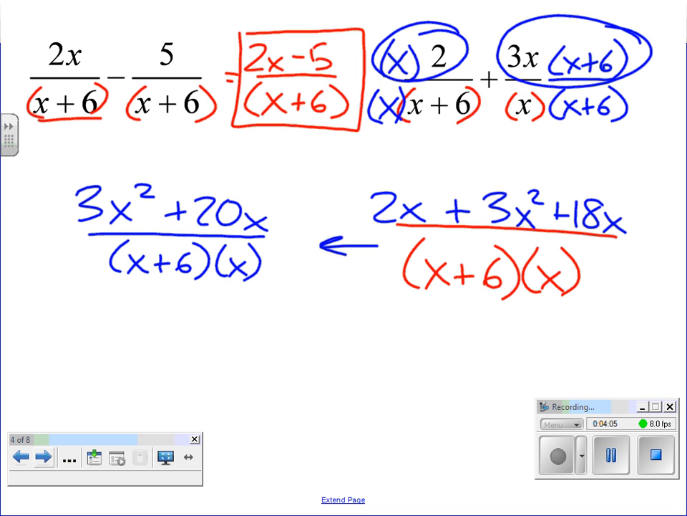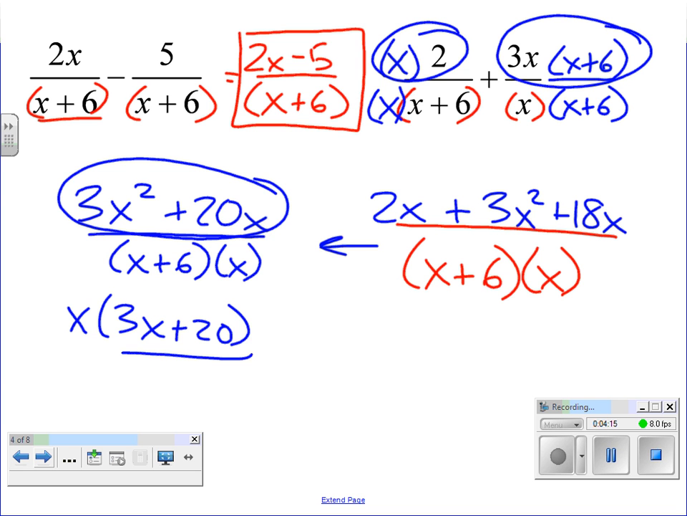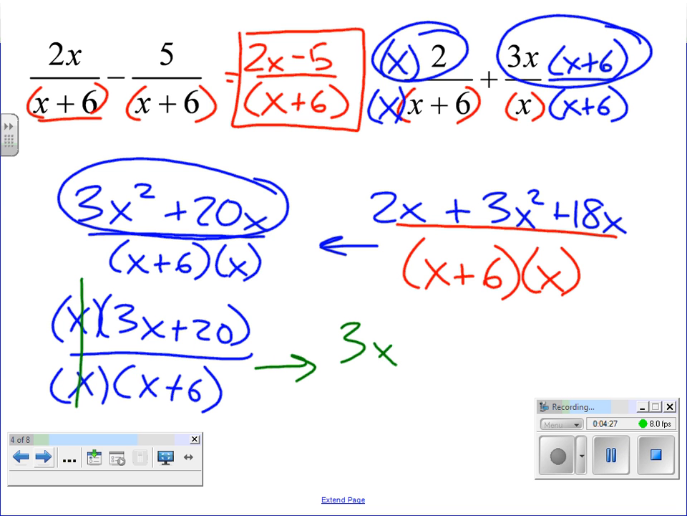Now notice, what can I do on the top here? I can take out a common factor here. So I'm going to take out an x, and I'm left with 3x plus 20. And I'll put that over x plus 6, and notice the x over here. And those are factors that now can be canceled, and our final result is simply 3x plus 20 divided by x plus 6. Okay? So that's what we're shooting for here.